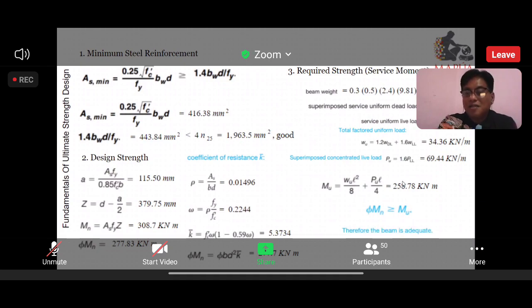Kasi pag ito mas malaki doon, inadequate. Pero hindi naman pinapadesign. Pagka nangyari yung mas malaki, you need to revisit the dimension. You need to revisit the As. Kaso hindi naman, kung halimbawa nagkataon mas maliit, sasabihin mo lang inadequate, hindi naman pinaparedesign.